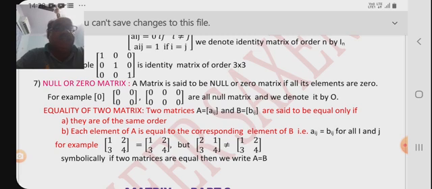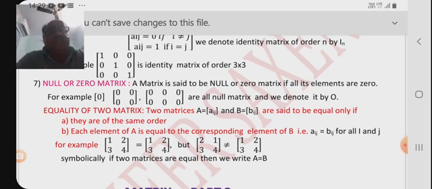सेकंड कंडीशन, each element of A is equal to the corresponding element of B, that is Aij equals Bij for all i and j. इसका मतलब है फर्स्ट मैट्रिक्स का 1 1 एलिमेंट दूसरी मैट्रिक्स के 1 1 एलिमेंट के बराबर होगा. फर्स्ट का 1 2 एलिमेंट सेकंड के 1 2 एलिमेंट के बराबर होगा. इस तरह से हम सारे कॉरस्पॉन्डिंग एलिमेंट्स आपस में एक मैट्रिक्स दूसरे मैट्रिक्स के बराबर होने चाहिए.